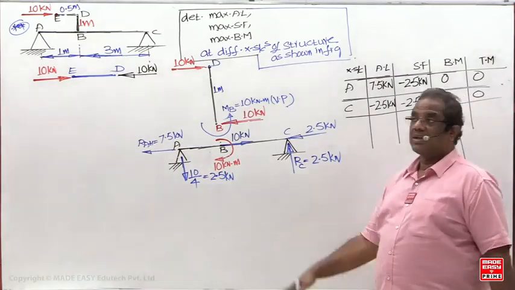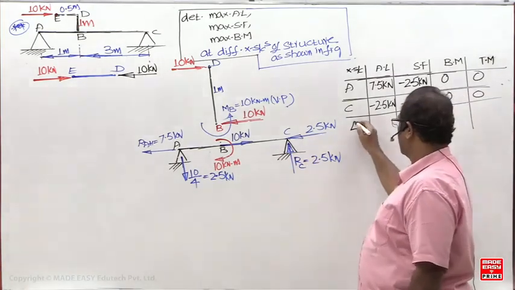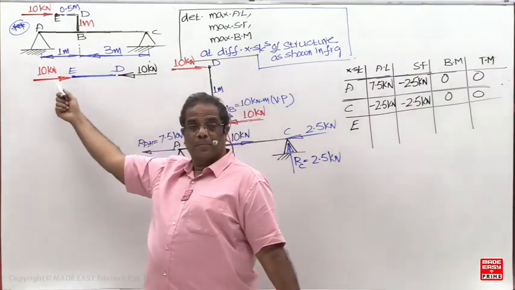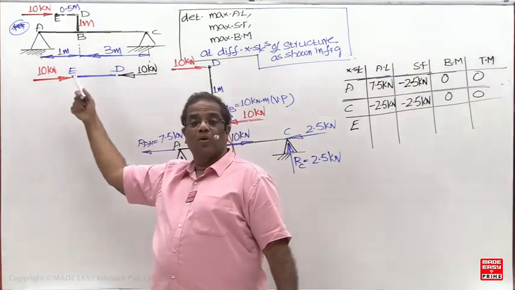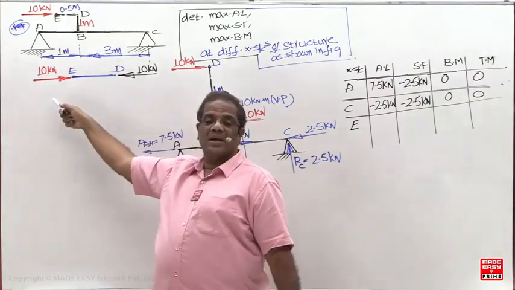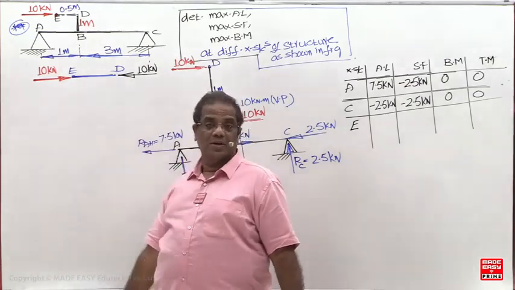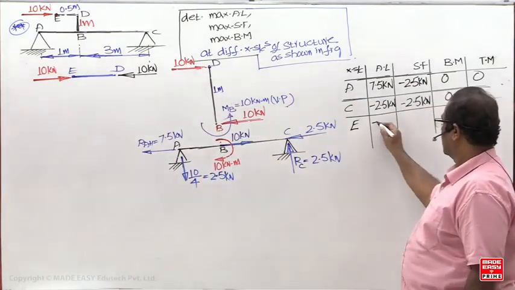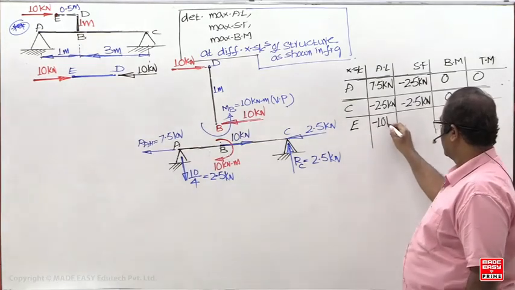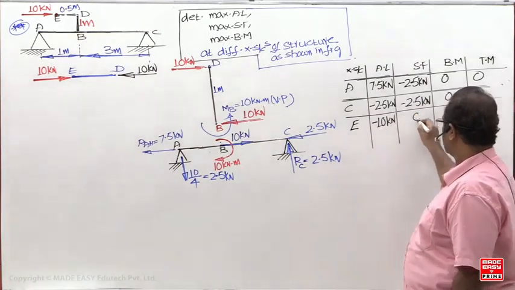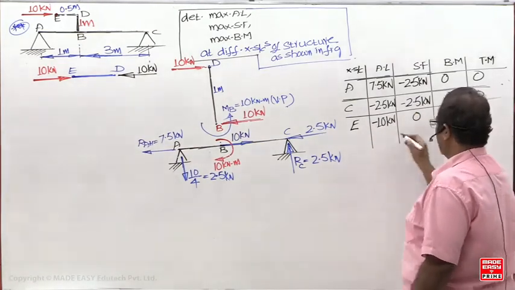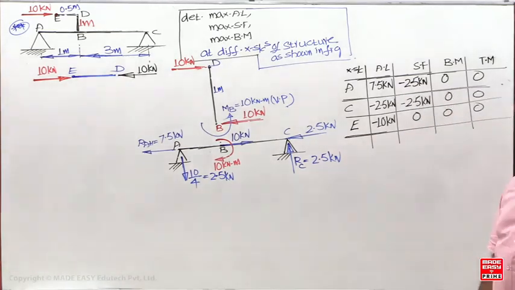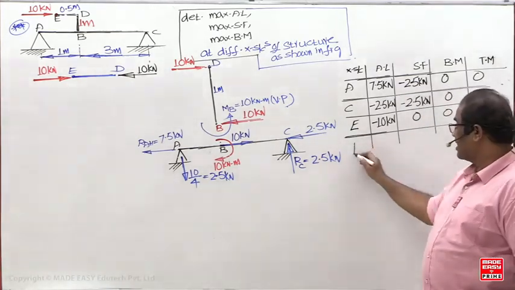Next, which is the non-junction? E. Here you are only getting axial compressive load, no constant point load, no bending couple, no twisting couple. So how many loads are 0? Shear force 0, bending moment 0, twisting moment 0. So only axial load.